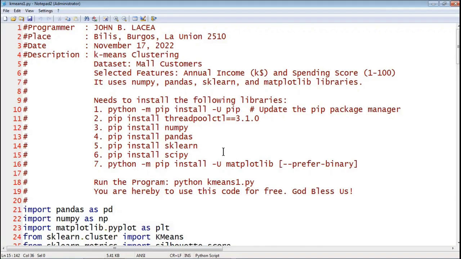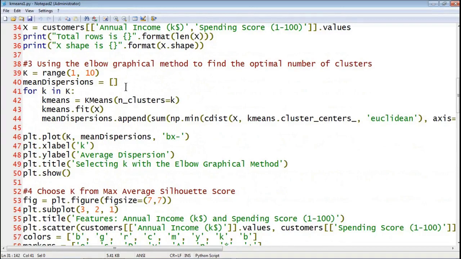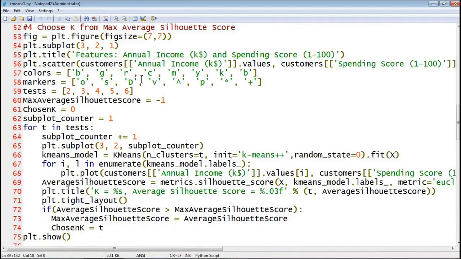These are the codes for k-means clustering written in the Python programming language. At line number 31, it loads the mall customers data set. At line number 34, we select the 2 features, namely annual income and spending score. At lines number 39 to 50, it uses the elbow graphical method to find the optimal number of clusters. At lines number 53 to 75, it chooses the value of k from the max average silhouette score.